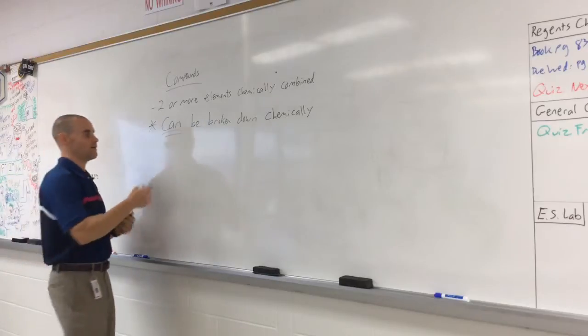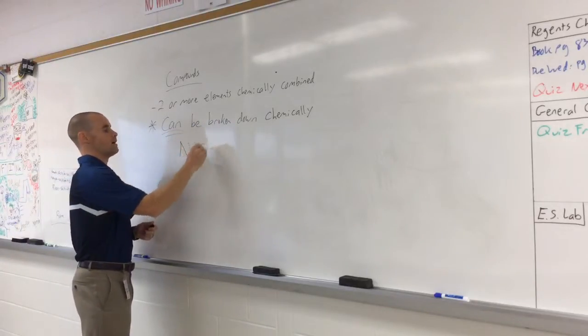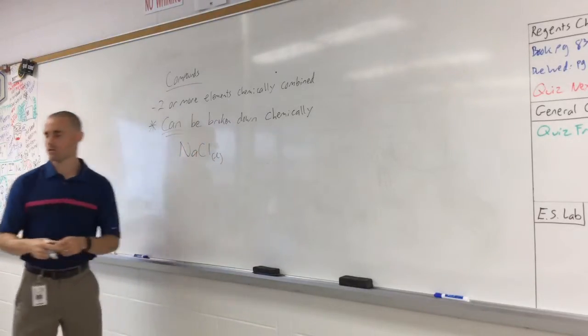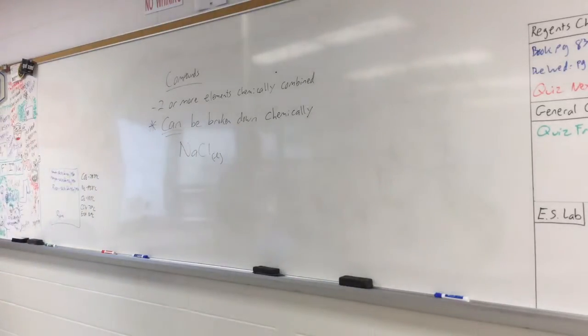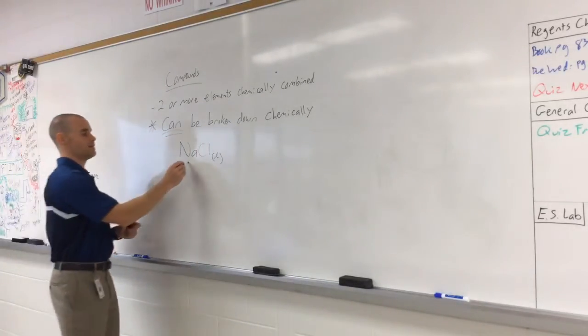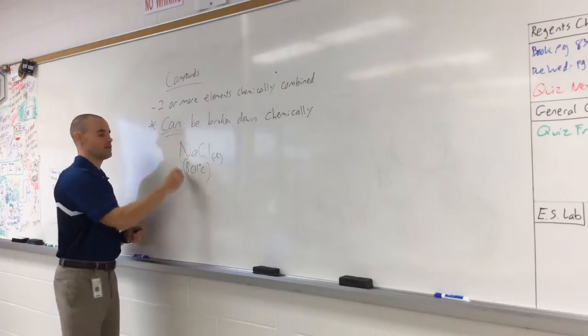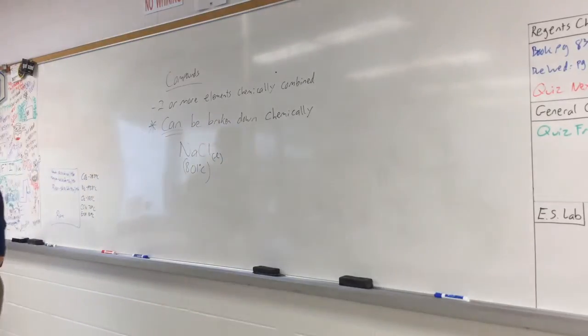Let's use an example here. NaCl liquid. So if we have molten salt, liquid salt, which is ridiculously hot, 801 degrees Celsius, because that's what it takes to melt salt.